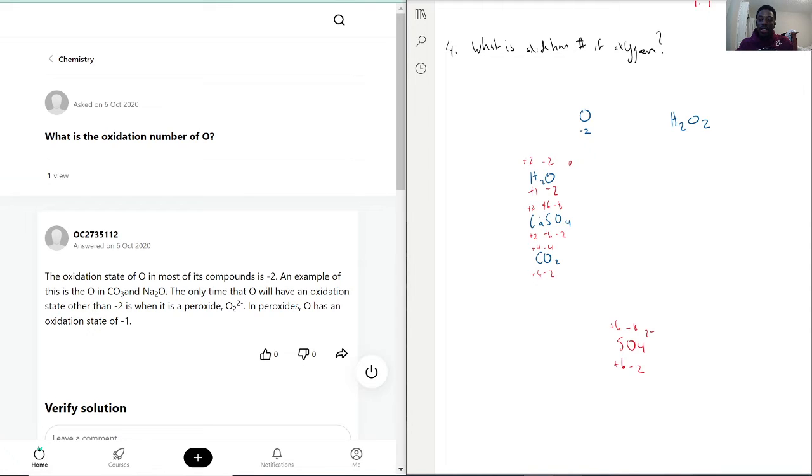In this case, hydrogen is still going to follow this rule of +1. And there's 2 hydrogens, that's +2. So now to balance it out, we need -2. Okay? And that means because there's 2 oxygens here, it has an oxidation number of -1. This oxygen in hydrogen peroxide is very different from this oxygen in H2O, for example.